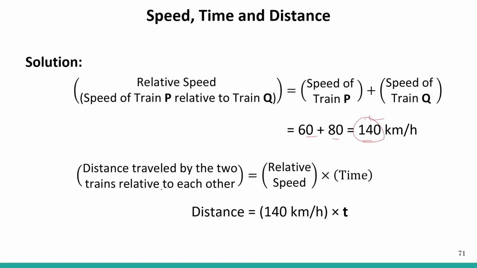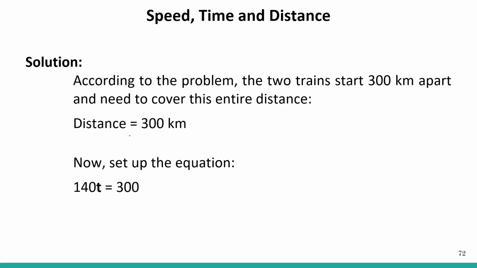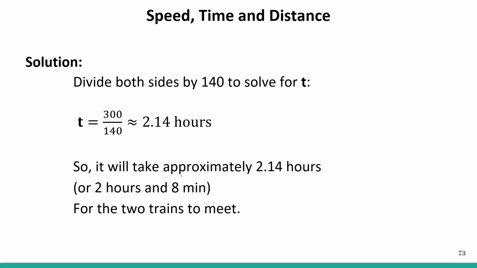So the distance traveled by the two trains relative to each other is equal to relative speed into time, that is equal to 140 km per hour into t. So distance is 300, so 300 is equal to 140 t. So t is equal to 300 by 140. So it will be 30 by 14. So it will be 2 point something, that is 2.14 hours or 2 hour 8 minutes for the two trains to meet.